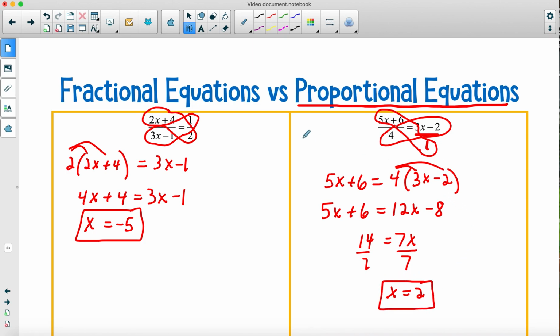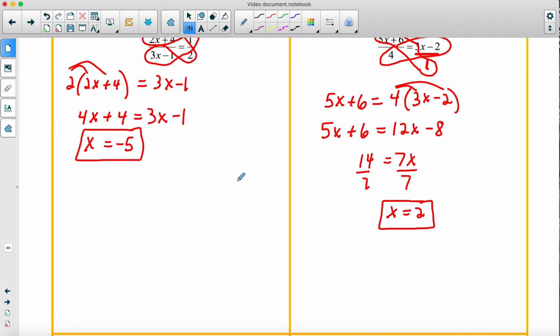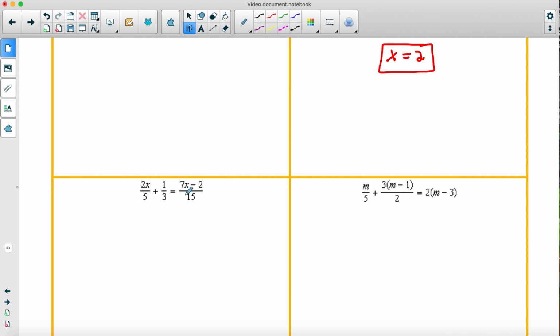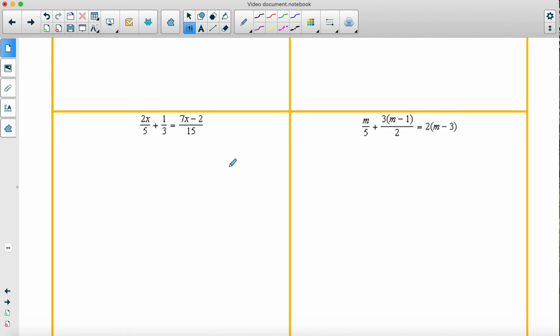All right, so those are your proportional equations. If you recognize your fraction equals a fraction, it's really nice and easy to just simply cross multiply. Okay, now as I scroll down, I want you to realize these are not proportional equations. I don't have just a fraction equals a fraction. You can't just cross multiply here. You have a fraction plus a fraction is equal to another fraction. You got a whole lot of fractions going on in here.